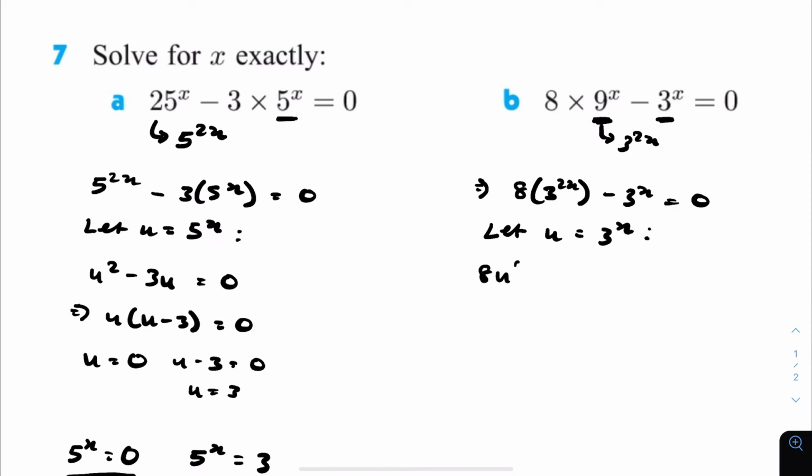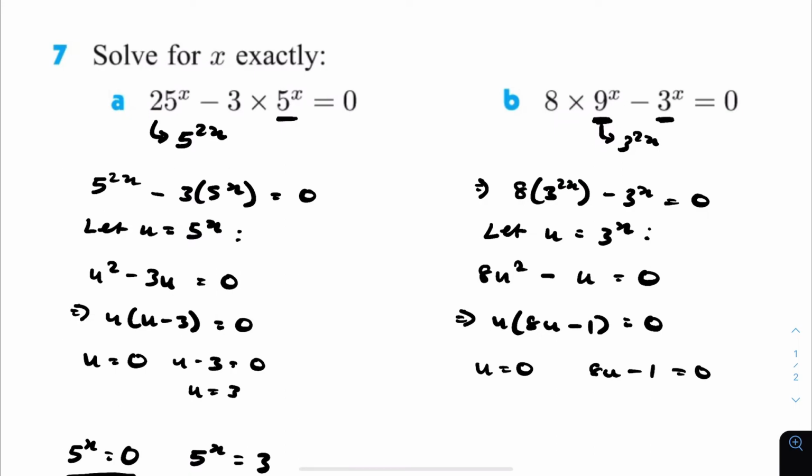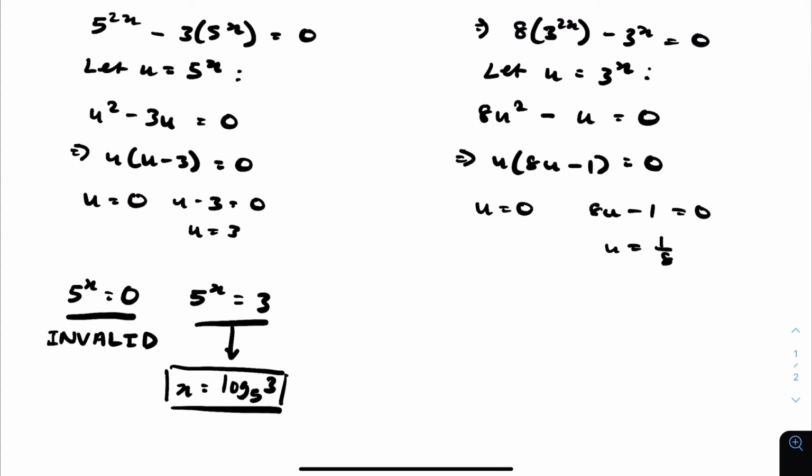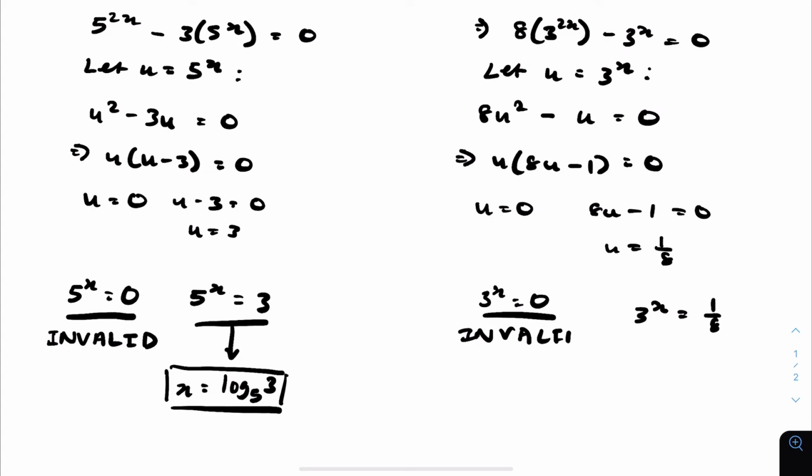So 8u squared minus u is equal to 0. Factoring it, we get u times 8u minus 1 is equal to 0. So u is equal to 0, and 8u minus 1 is equal to 0. So u is equal to an eighth. So let's equate this to 3 to the power of x. So 3 to the power of x can be 0, or 3 to the power of x can be 1 over 8. Again, anything to the power of x where x is any real number will never equal 0. So this solution is invalid, and we have to proceed with the other solution.